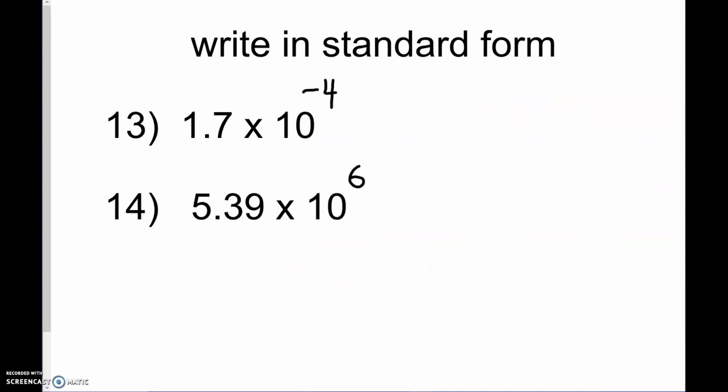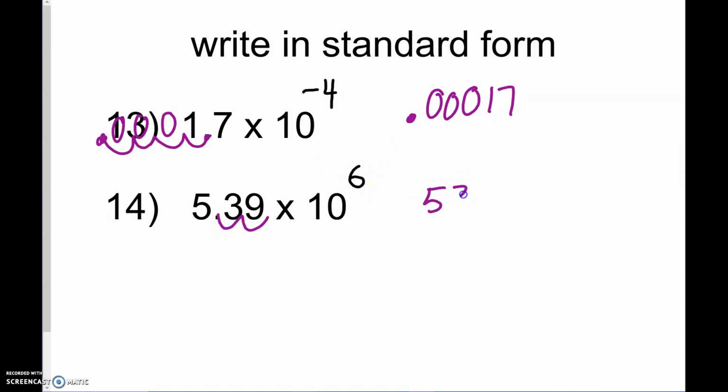All right, standard form, so make sure you're giving these a try. Move the decimal 4 places to the left. 1, 2, 3, 4. Make sure you fill all of these in with 0, so it's 0.00017.